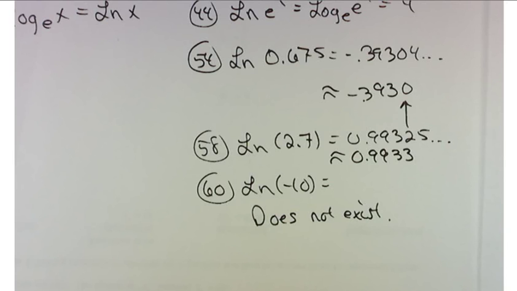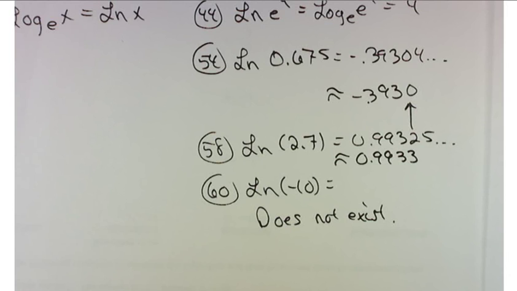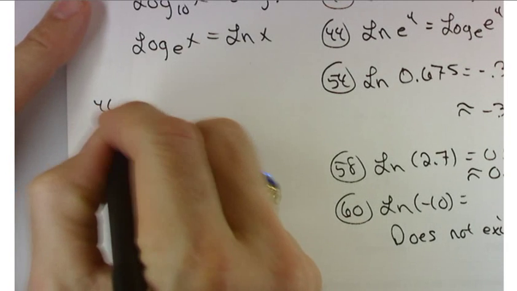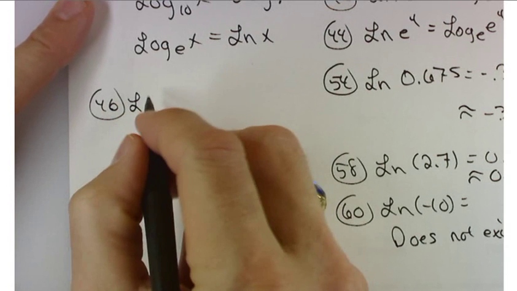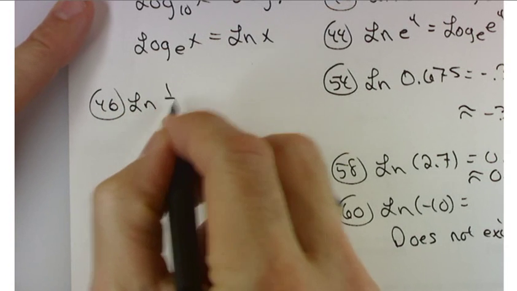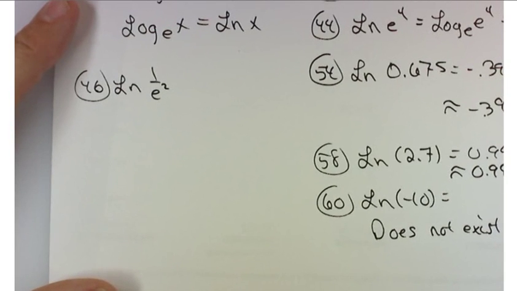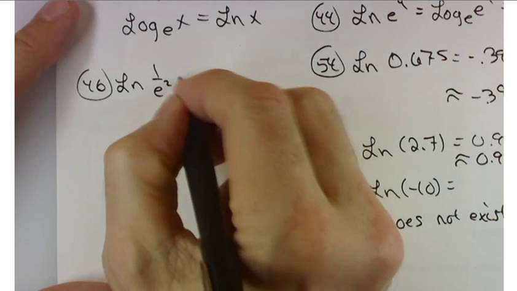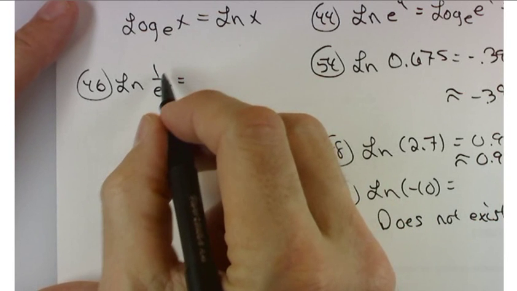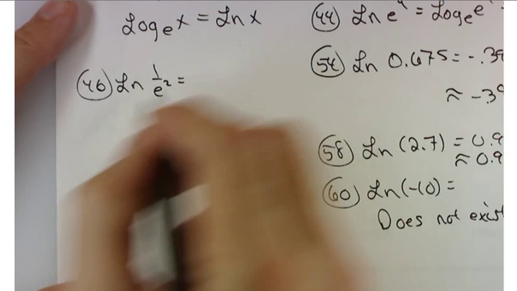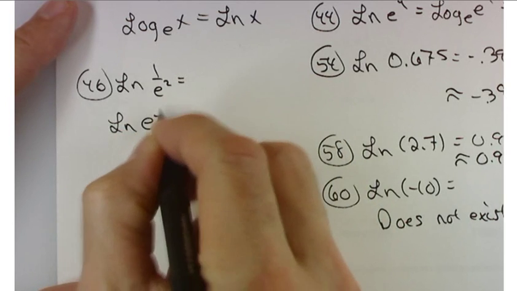Let's do one more with our log function here, and that would be problem number 46. So let's go back to 46. ln of 1 over e squared. To get this out of the denominator, I'll have to rewrite that as the ln of e to the negative 2.